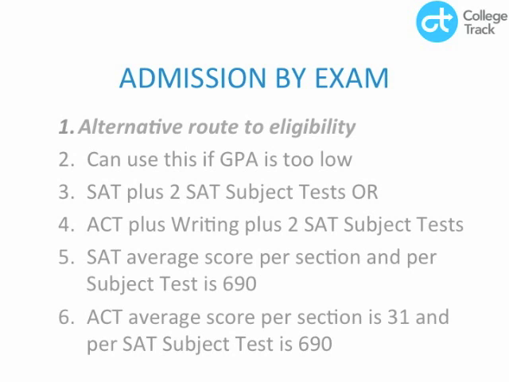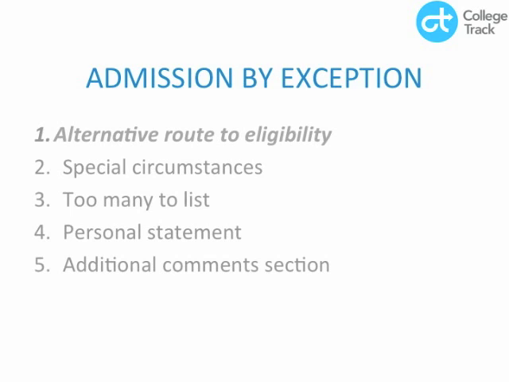To give you an idea of where your scores need to fall, on the SAT, your average score per section and per subject test needs to be about 690. For the ACT, your average score per section needs to be about 31, and you also need to be averaging about 690 on the SAT subject test. If your scores are in or above this range, I suggest that you go to the UC website for more information.